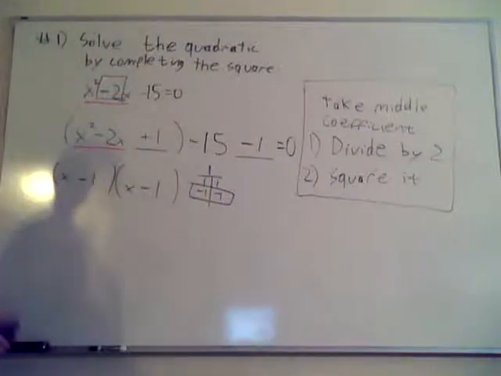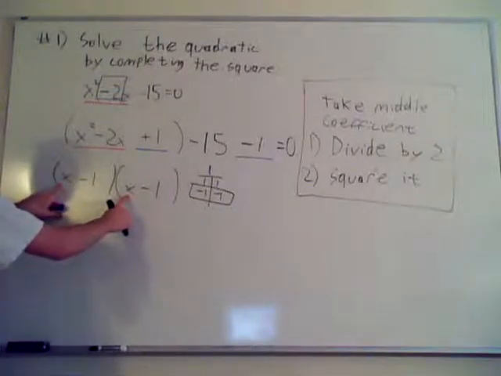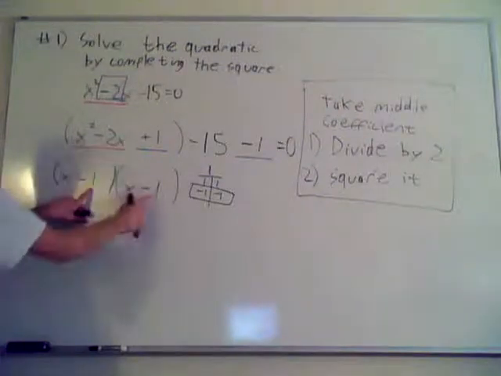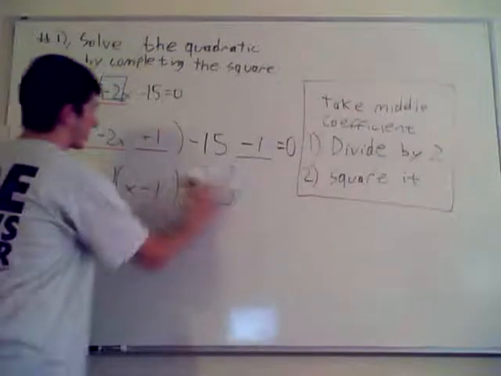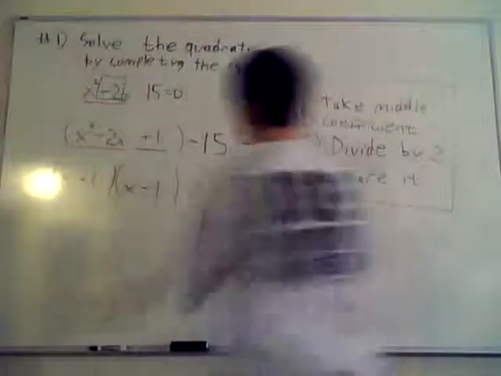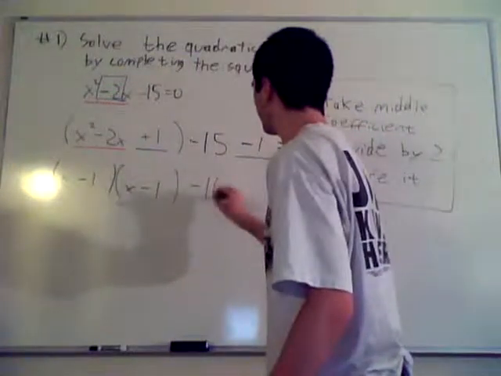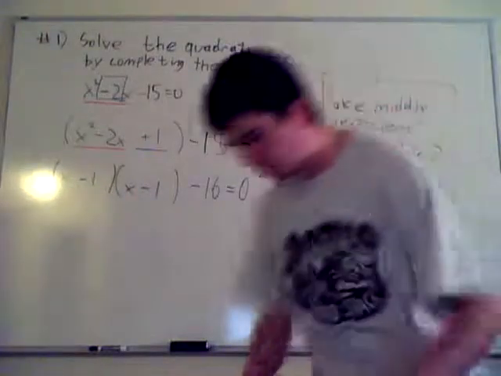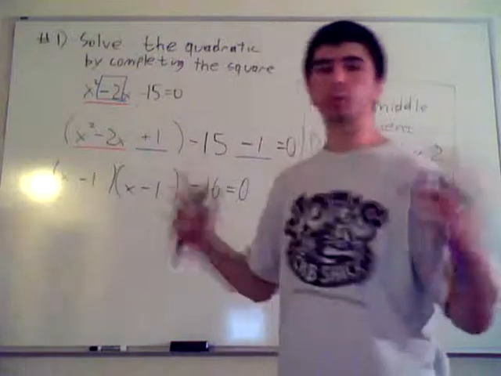To make sure that works, I'll just quickly FOIL. X times x is x squared, that's good. Negative x and negative x becomes negative 2x. Negative 1 times negative 1 is positive 1, so we're good. I'm going to erase my work over here and keep going. Negative 15 minus 1 is negative 16. So we'll write that over here. Equals 0. Here's the cool part about this. X minus 1, you have twice multiplying to each other.